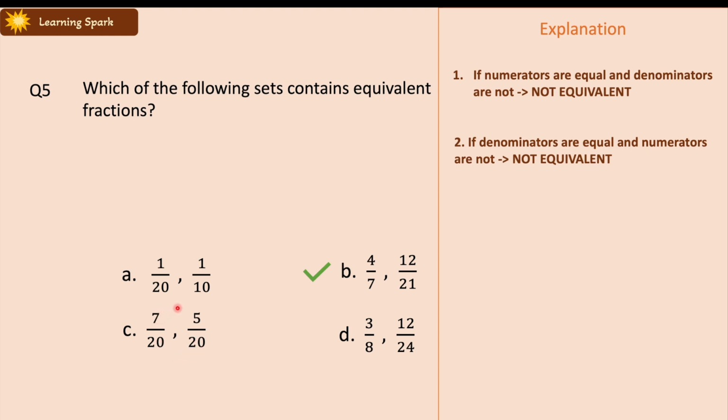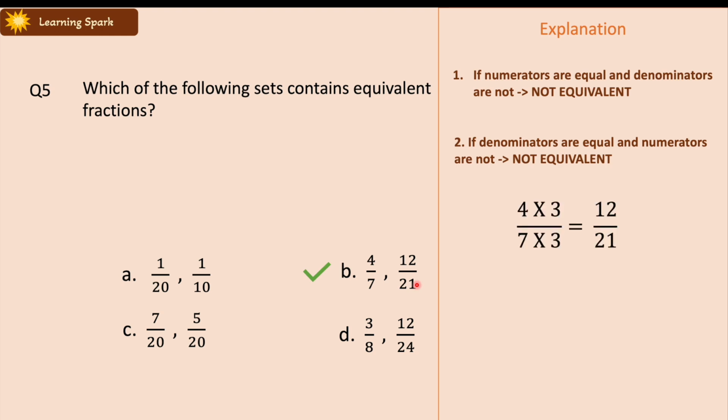But for the numerator, you are not multiplying by 1, right? This is 7, this is 5, different numbers. So therefore, this is not equal. These two are not equal, right? So this answer is also eliminated. Now there are two answers left where you have different numerators and different denominators. So we have to figure out for these two what is the correct answer.